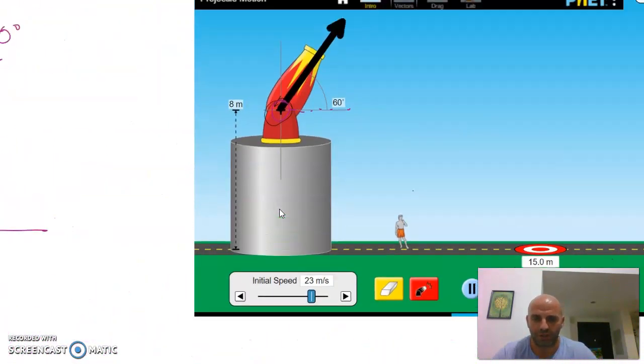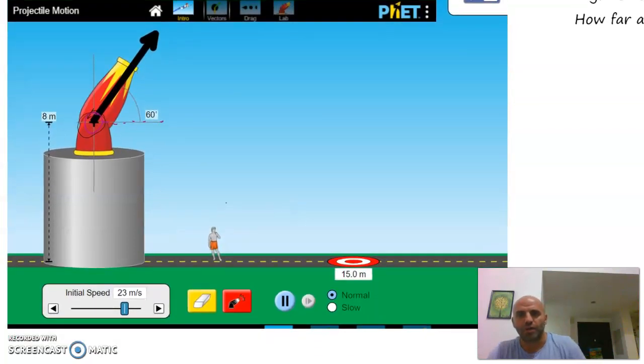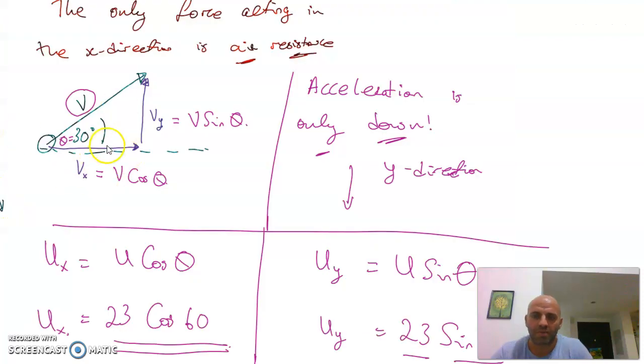So the first thing to do with a question like this is to take what you're given. You're given the velocity, which is 23 meters per second. You're going to break that down into the velocity in the x direction and in the y direction. If you can't remember how to do this, please go back on vectors, which is 1.3. So you know that your initial velocity is 23 meters per second. That means that Vx is going to be V cos theta and Vy is going to be V sine theta.